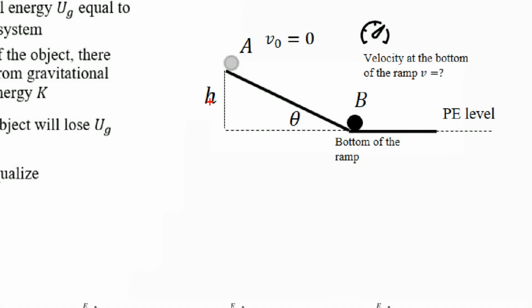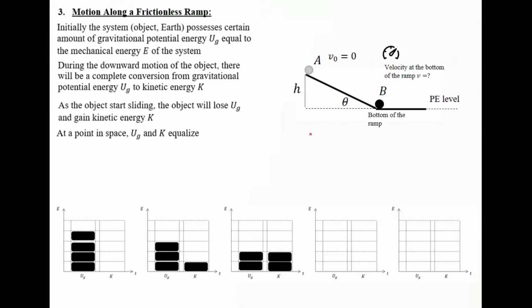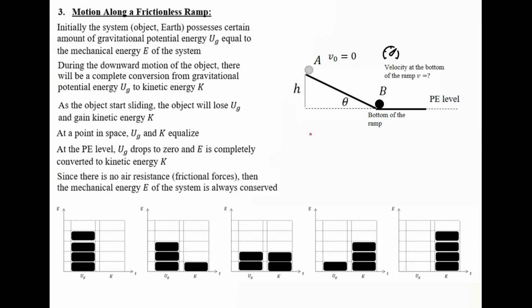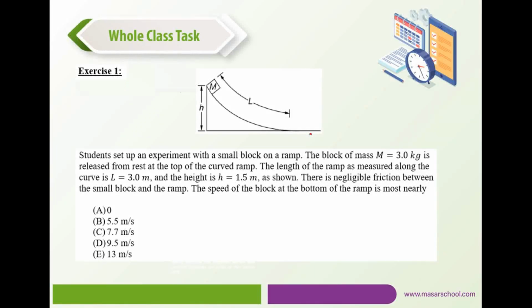So basically, let me say this is the midway of the vertical distance. We don't know if they will equalize at the first part or the second part. The important thing is that they will equalize because there is a continuous conversion. At the PE level, Ug drops to 0 and E is completely converted to kinetic energy. Since there are no resistance or frictional forces, the mechanical energy of the system is always conserved.